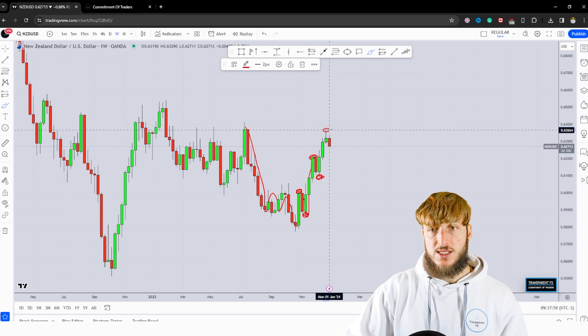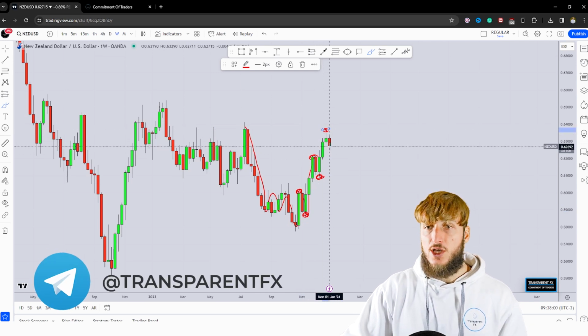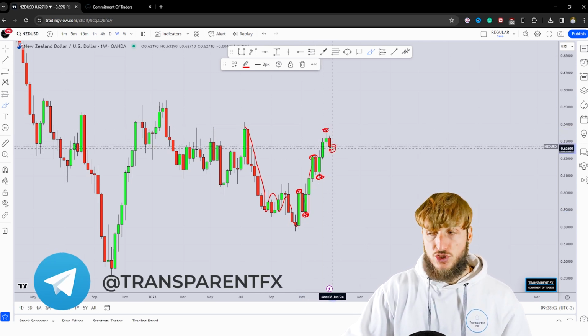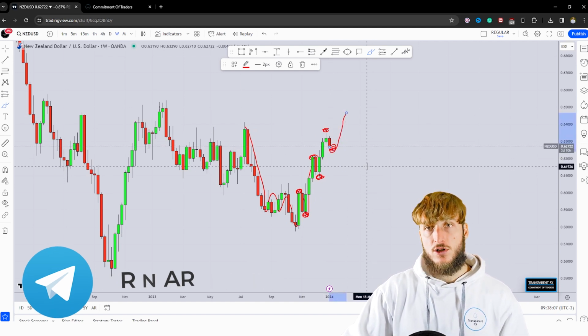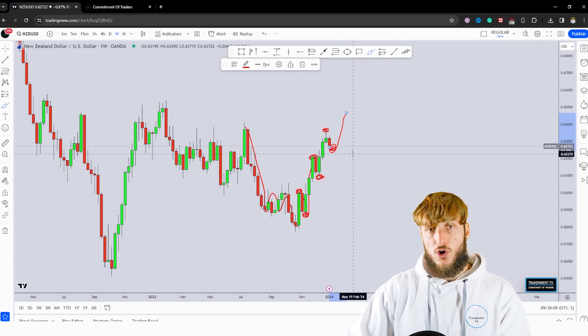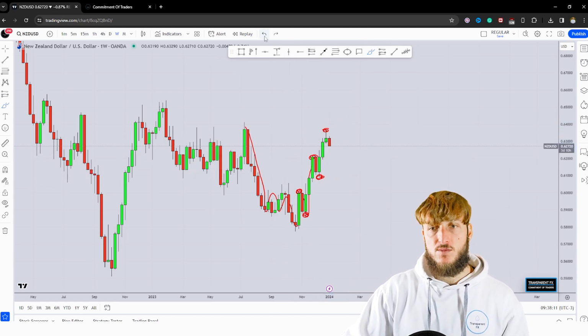And at this point, we just had the creation of a new higher high. So the next logical step would be for the market here to create another higher low and continue higher. So also from a weekly perspective, everything seems quite bullish.